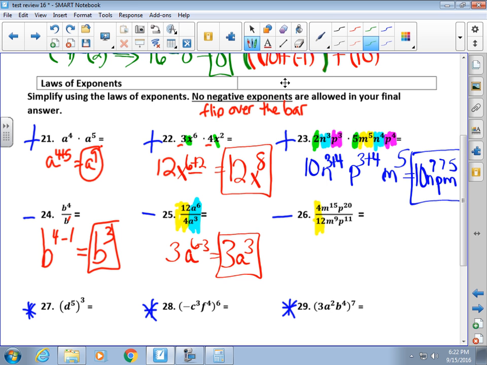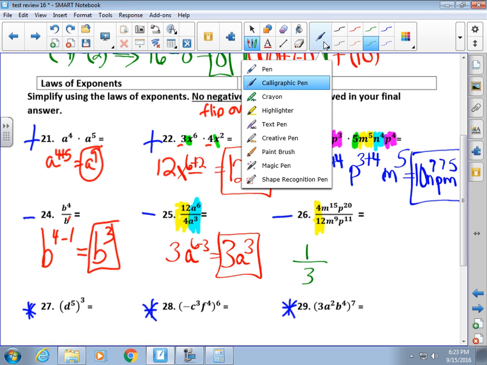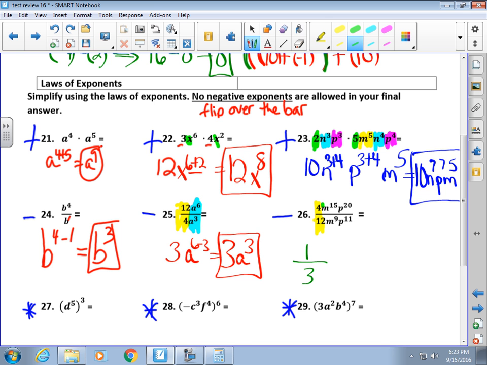4 divided by 4 is 1, and 12 divided by 4 is 3. So I have 1/3. Then I have m to the 15, m to the 9. We're still dividing, so I have m to the 15 minus 9. I can put it just next to it because I consider it like a whole number. And then I have p, common base of p. P to the 20th, p to the 11th. So p to the 20 minus 11. All right? Then I go with my final answer.